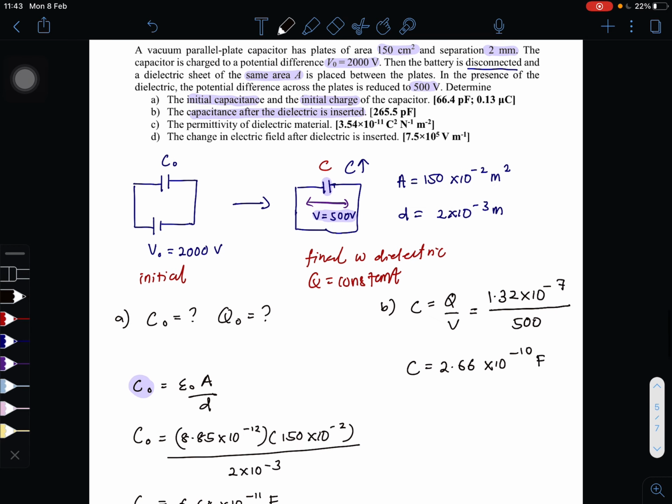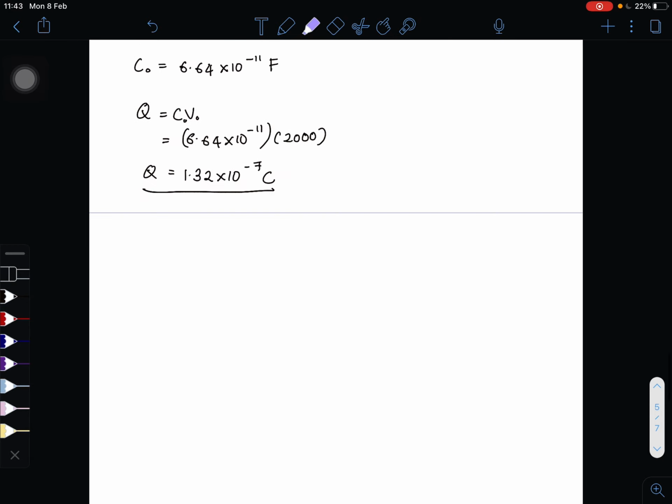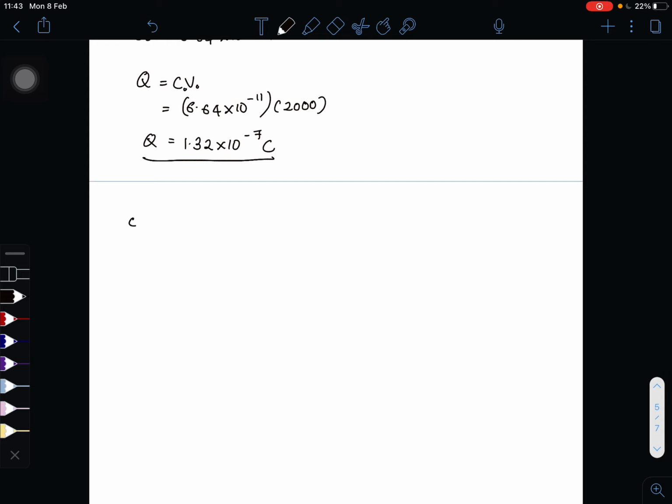Okay, next one, question C. Determine the permittivity of dielectric material. So permittivity of the dielectric, right? Permittivity is this one, epsilon, because we have epsilon R, epsilon, and epsilon naught. So you need to know the difference between all of these three.